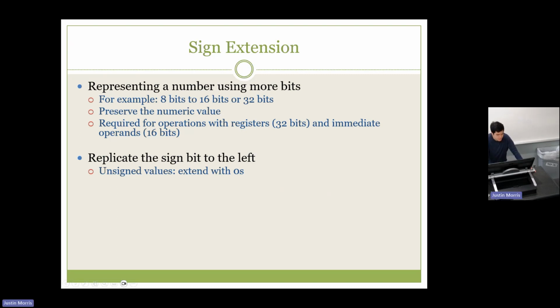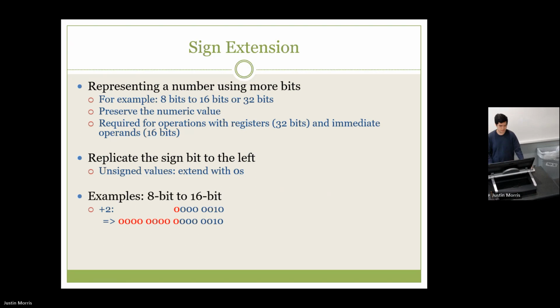The way that we preserve the sign is that we just replicate the sign bit to the most significant bits. And if it is unsigned, we just extend it with zeros, just like you would do in decimal. Right? So if I have this 8-bit 2, and it wants to be a 16-bit 2, I just add all these in.